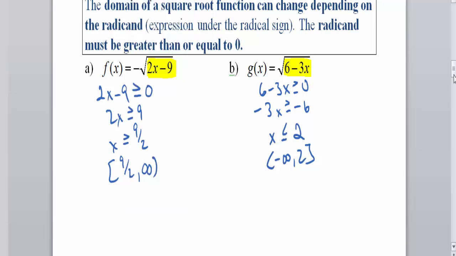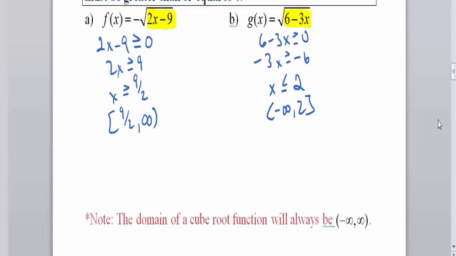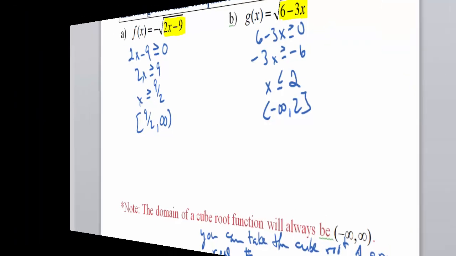And then I have a little note at the bottom here about the domain of a cube root function, right? Being that you can take the cube root of any real number, be it positive, negative, or 0, the domain of any cube root function is always going to be just negative infinity to infinity, right? All real numbers, because you can take the cube root of any real number. Okay, so that's why the domain of the cube root function is just going to be negative infinity to infinity.